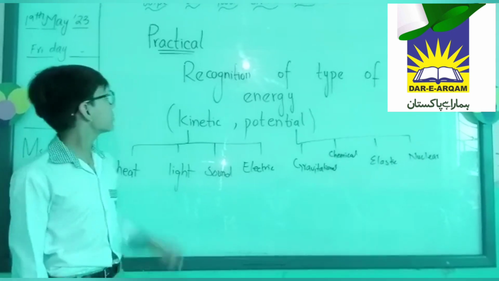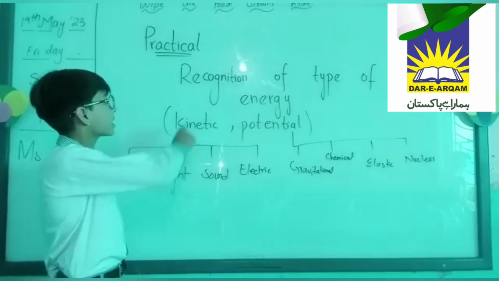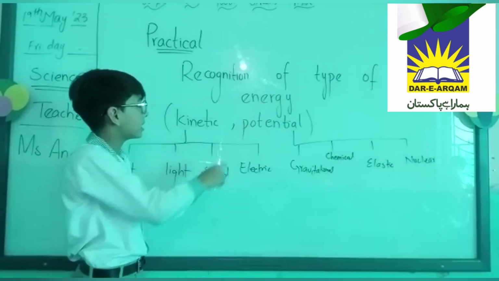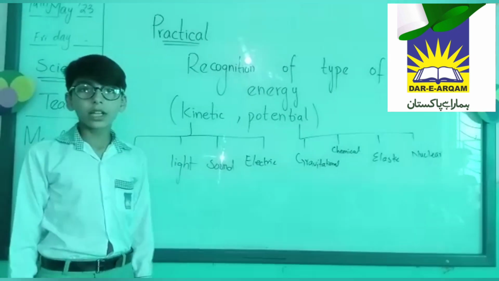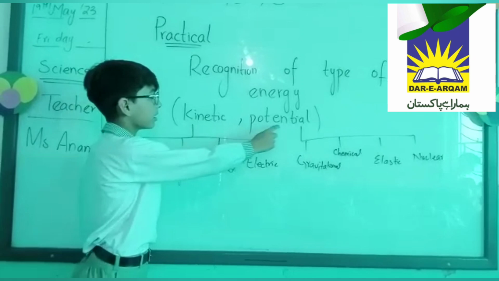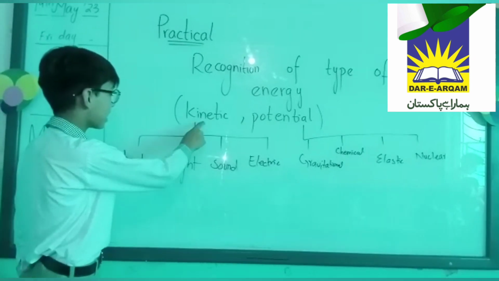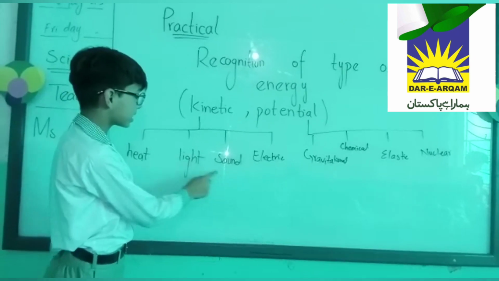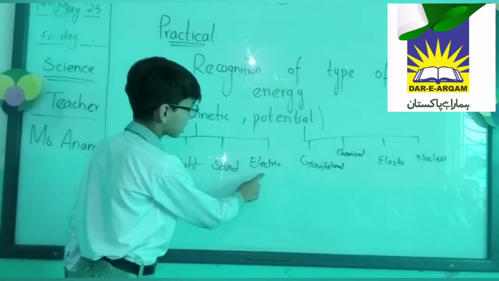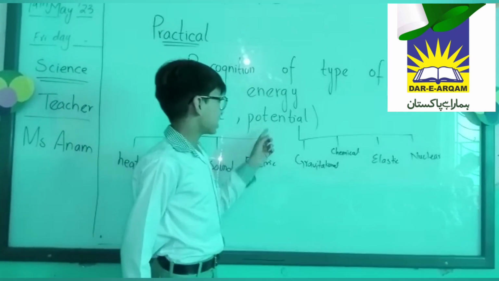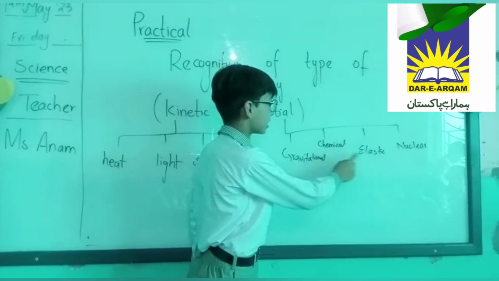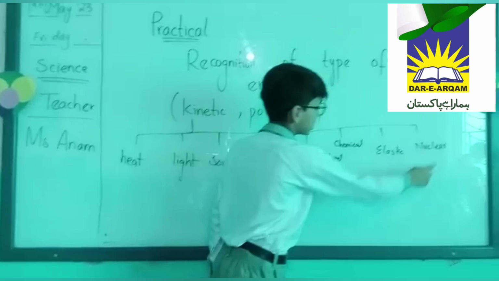We are going to start with the practical. The topic is recognition of types of energy. We have two types of energy: kinetic energy and potential energy. Kinetic has four types of energy: heat energy, light energy, sound energy, electric energy. Potential has four types of energy: gravitational energy, chemical energy, elastic energy, nuclear energy.